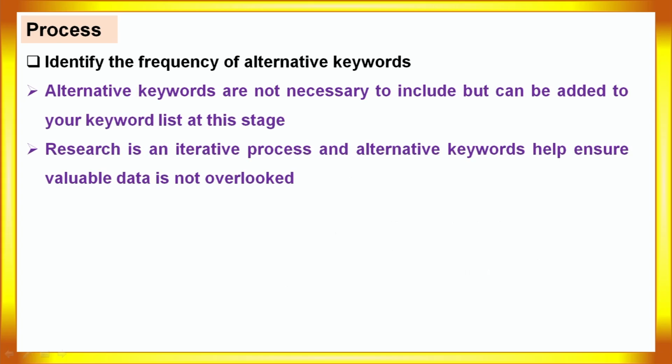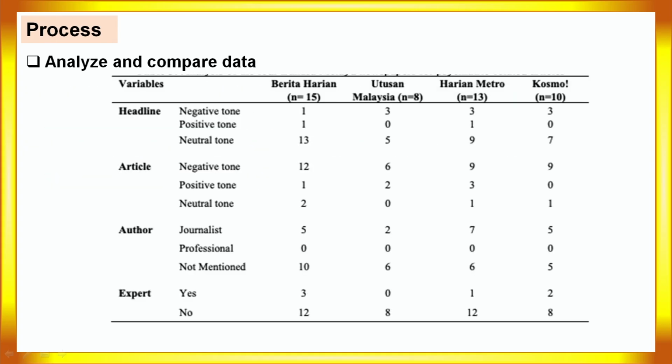After coding the information based on the sentiment coding, the next step is the identification of alternative keywords. This is not a mandatory part, but it is generally done in content analysis to ensure that valuable data are not overlooked. It basically increases the richness of the analysis. The next step is the analysis and comparison of the data.